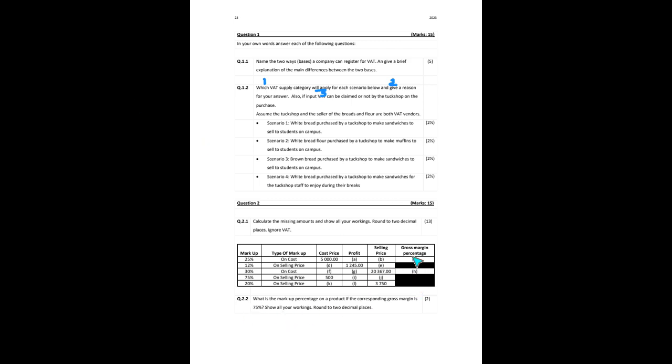So remember gross margin, when we talk about a gross margin, what percentage are we talking about there? Gross margin percentage is the percentage of what expressed as a percentage of what? When we say gross margin.